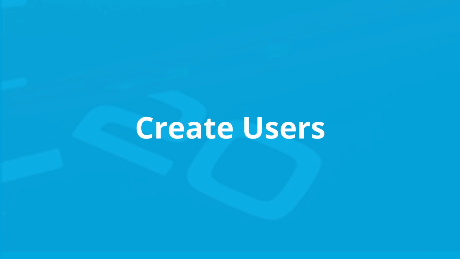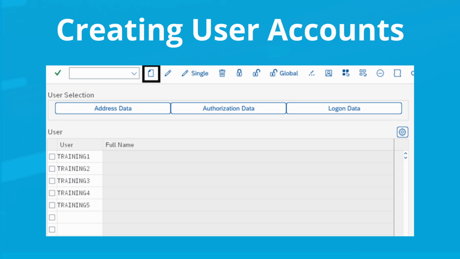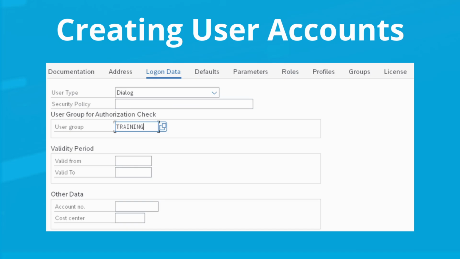Let's say you want to create 5 training accounts named Training 1 to Training 5. In the initial screen of Transaction SU10, you enter these names and choose Create. In the Logon Data tab, you cannot enter an initial password. This is because, for security reasons, it is preferable to assign a different initial password to different users.